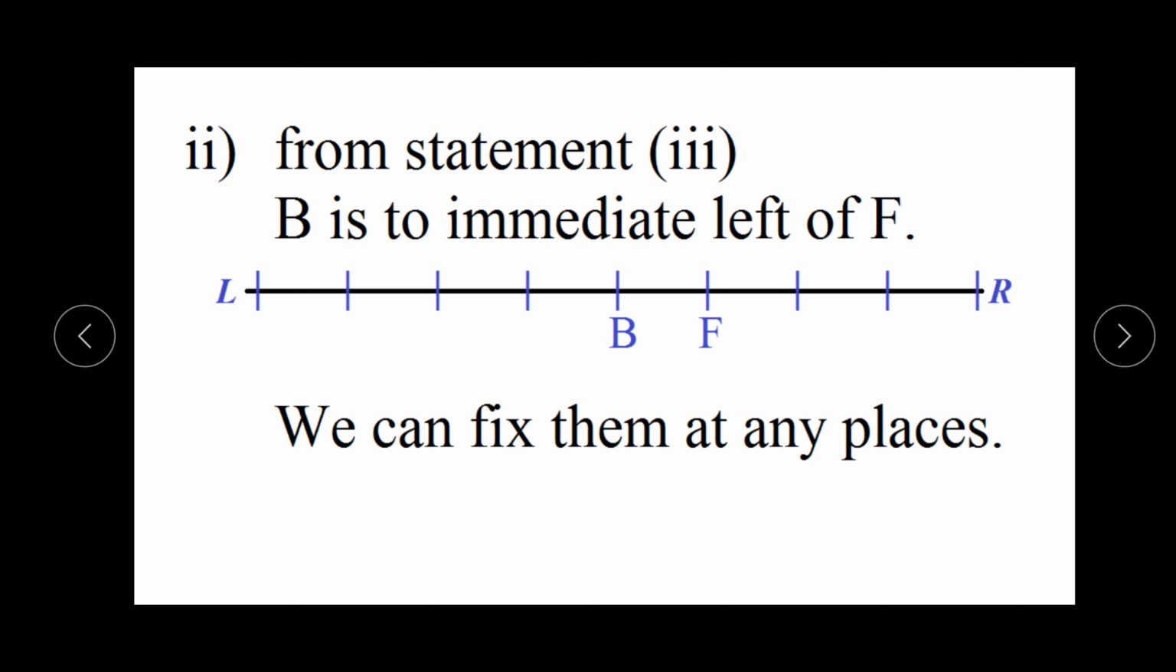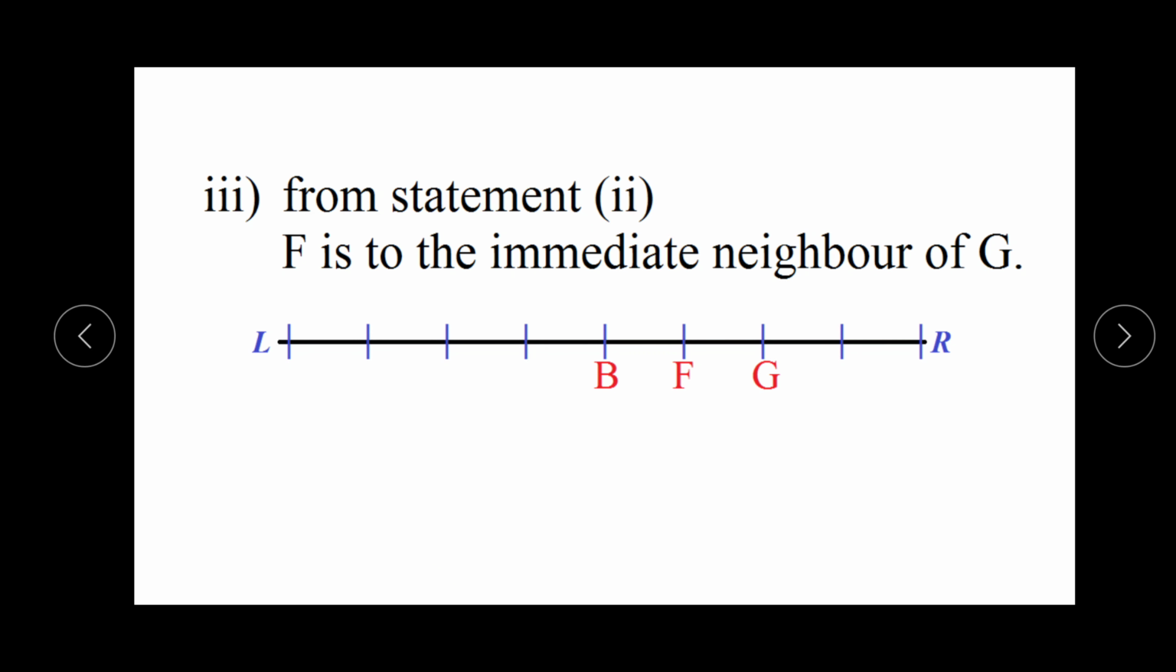First we will use the second statement. From the third statement, B is immediate left of F. It is the fixed information in which B is immediate left of F. It means F is at any place, but B will be every time on the immediate left. It means between B and F there cannot be any other position or any other person.